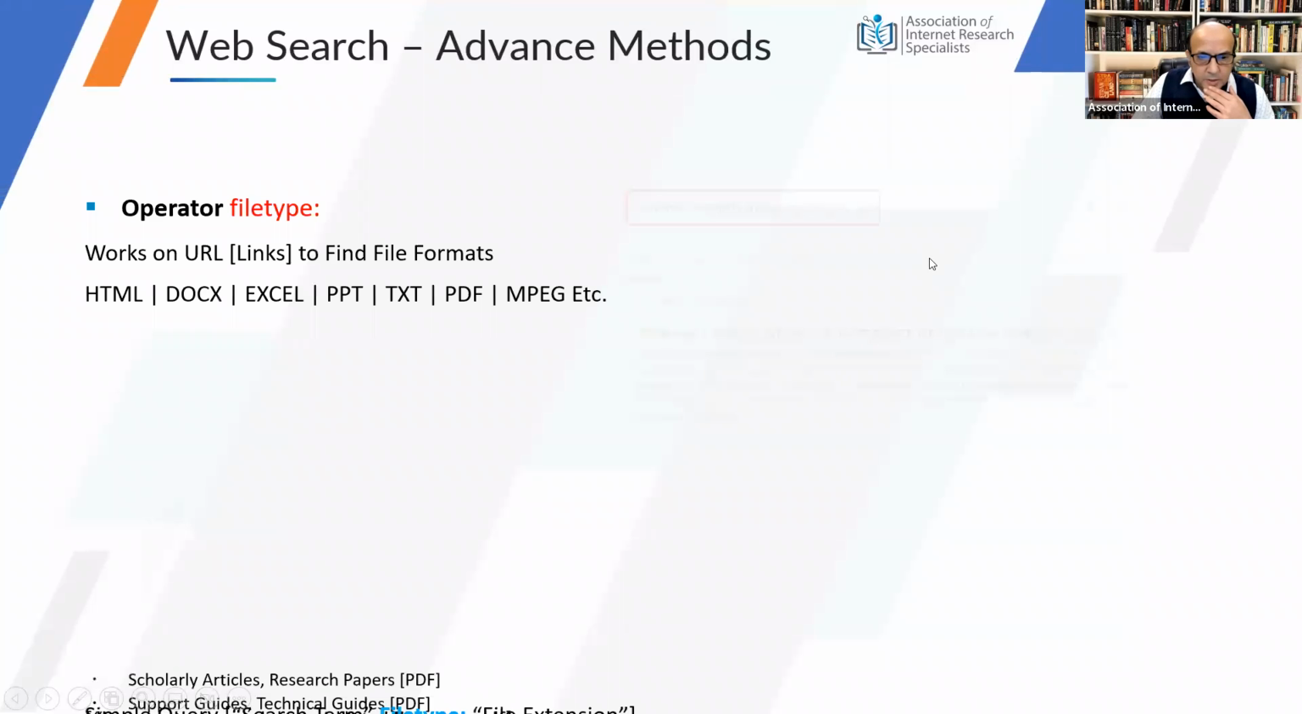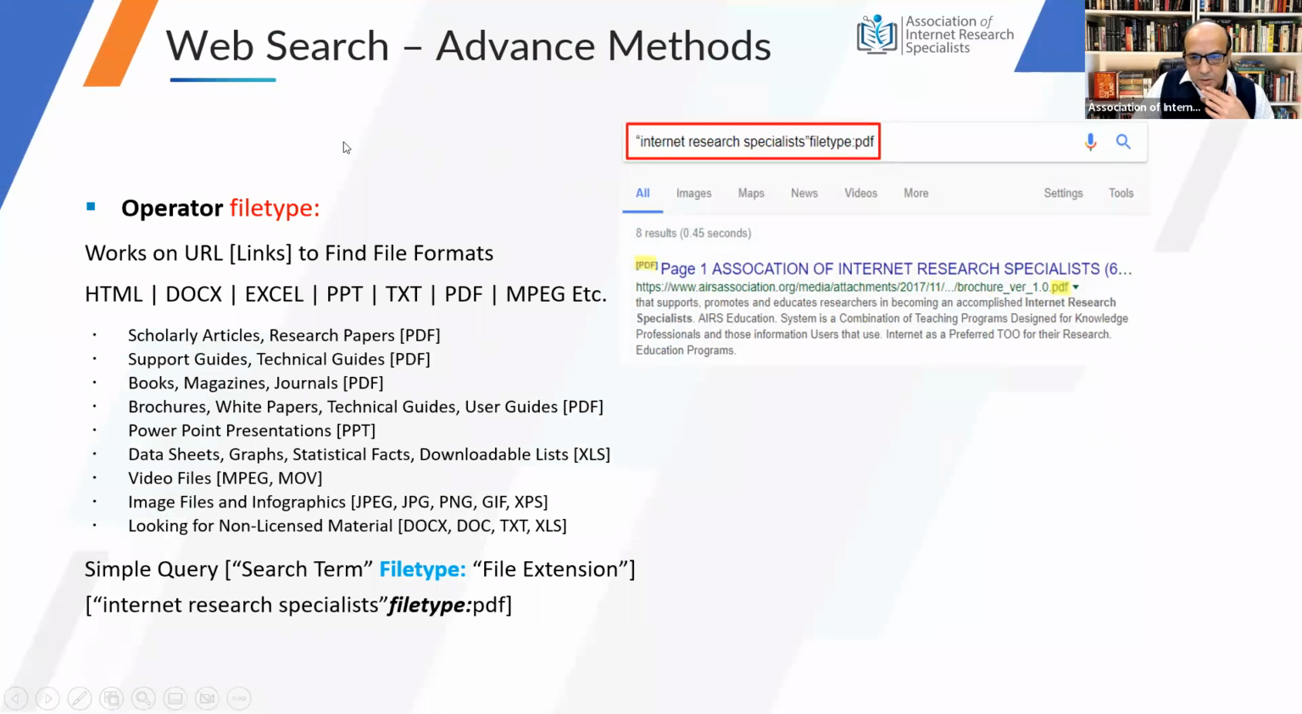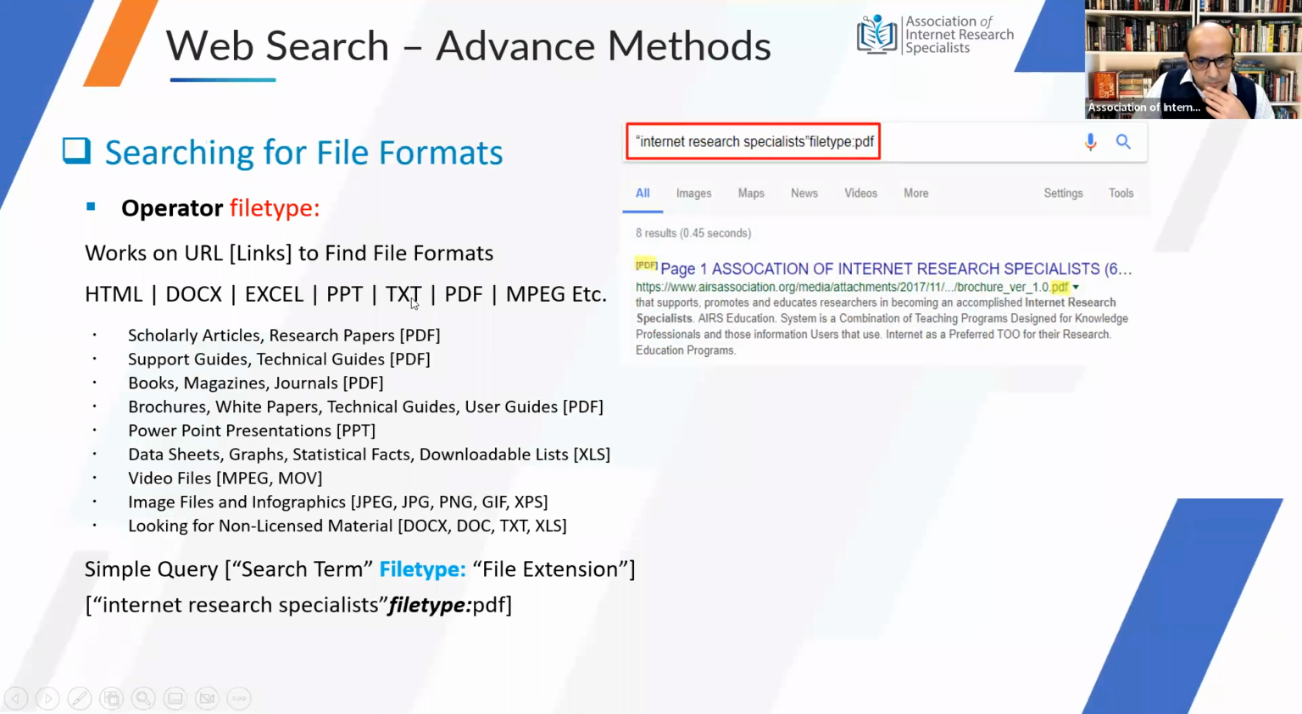So file type will search for formats: HTML, doc, Excel, like the Microsoft Office Suite. We do a lot of search using these types of extensions. Like PowerPoint has PPT, TXT is for Notepad, and PDFs. More often, we use PDF as a restrictor.